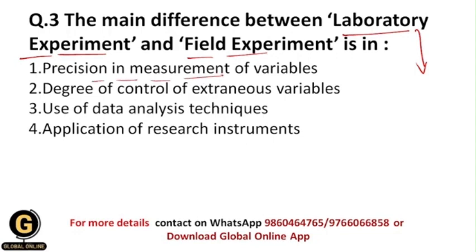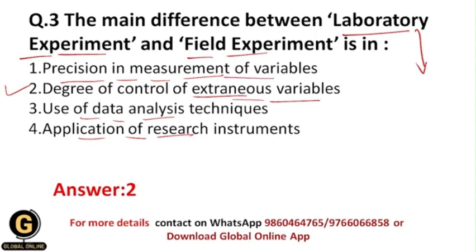Let us see the different options. Precision in measurement of variables, meaning how precise the measurement of variables is. Then degree of control of extraneous variables, which I have explained for this question. Use of data analysis techniques, then application of research instruments. The correct answer is the second. The degree of control of extraneous variables is the main difference between laboratory experiment and field experiment, because precision in measurement of variables can be achieved in both experimental methods, and the precision won't change whether it is a laboratory experiment or a field experiment.